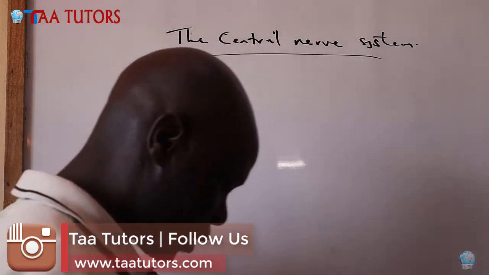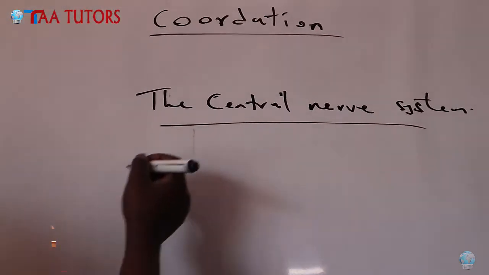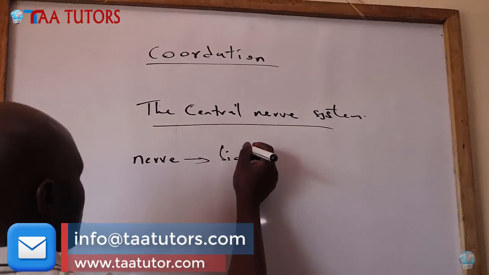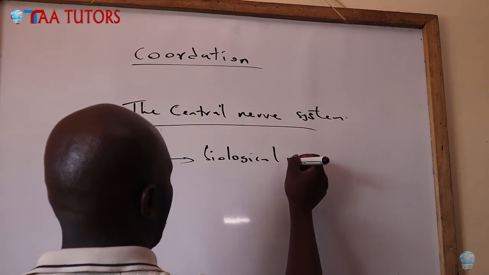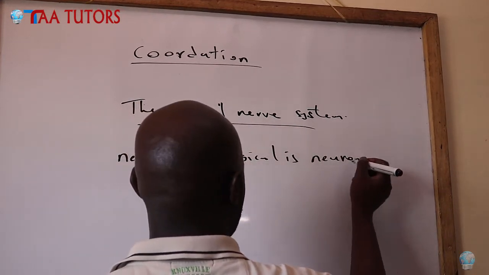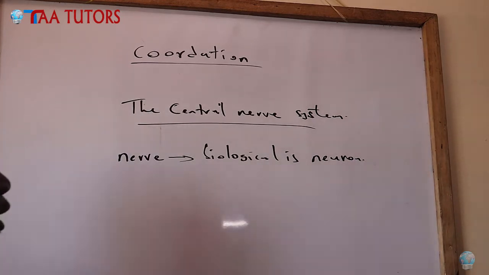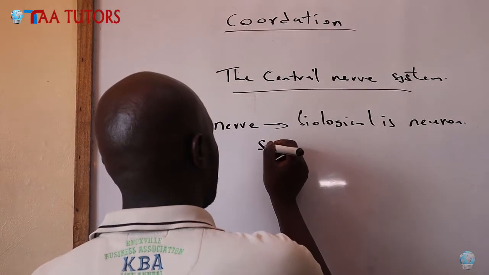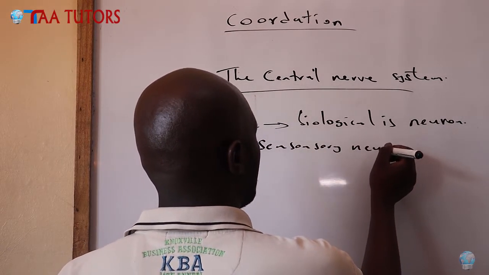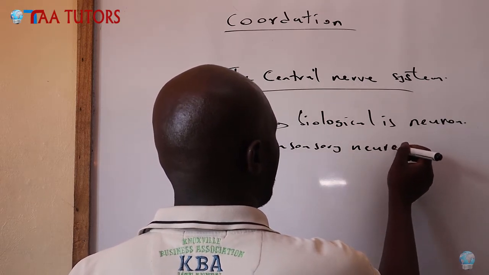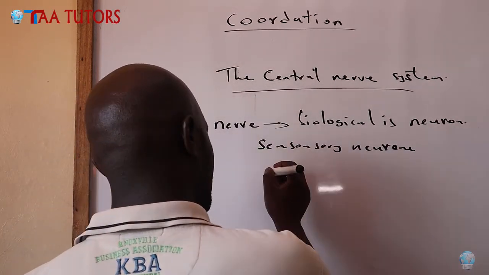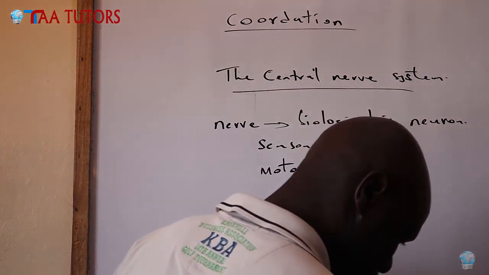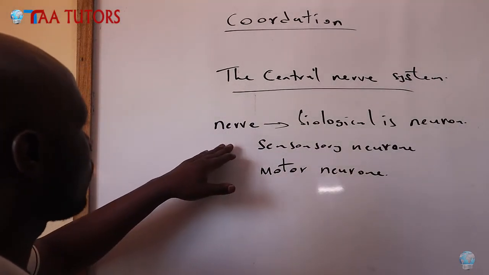Now, the first thing that I want us to understand is the biological name of the nerve cell. The nerve cell, biologically, is called a neuron. Neuron, that is the name that we give to this particular cell. And there are two types of neurons that we will be talking about at this point. We have the sensory neuron. This is the first cell that I want us to understand. Then we also have the motor neuron. So these are the two cells that we are going to talk about forming the nerve cells.